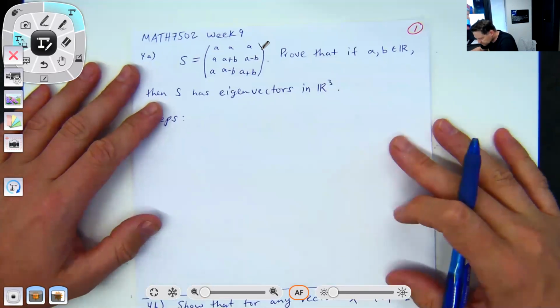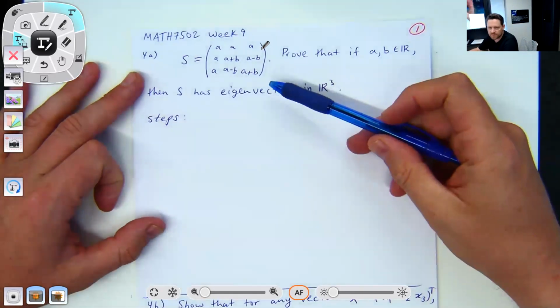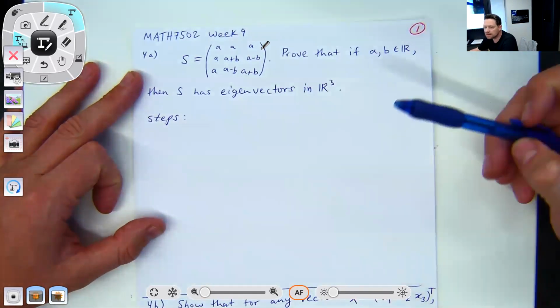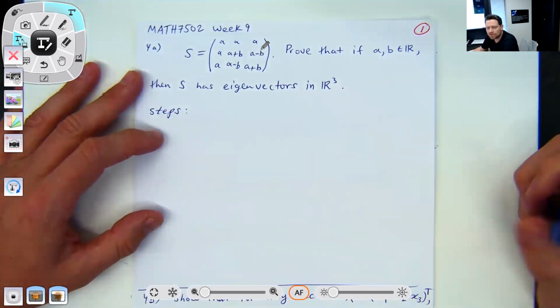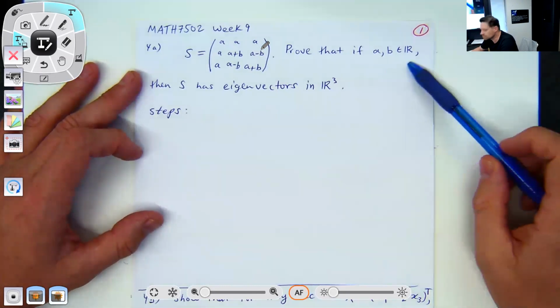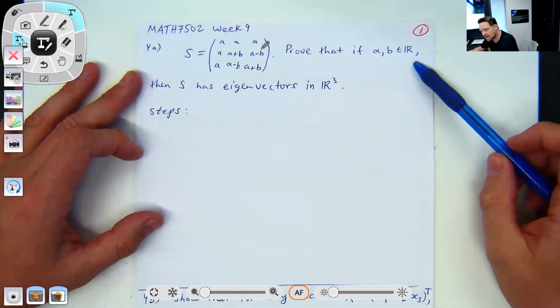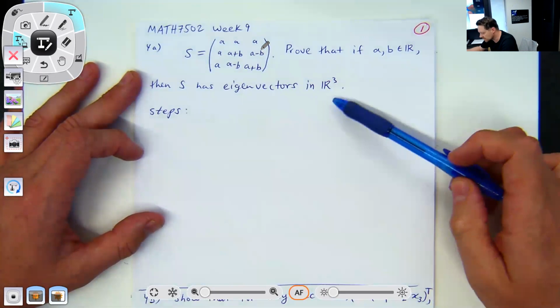Okay, great. So here we have a matrix. It's a 3 by 3 matrix. It's got A's and B's in it. And we are asked to prove basically that if A and B are real numbers, then S has eigenvectors that are real.